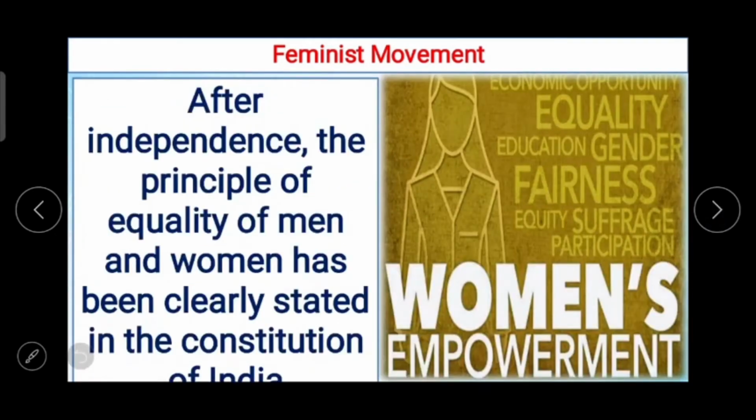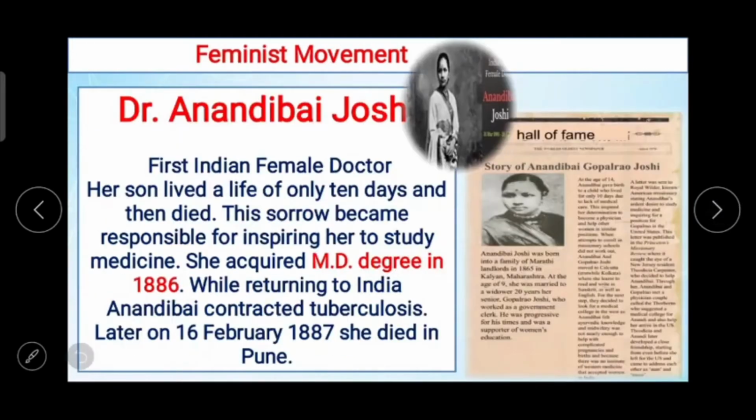After independence, the principle of equality of men and women has been clearly stated in the Constitution of India. Now, like Ramabai Janardhan Save, Dr. Anandibai Joshi, the first Indian female doctor. Her son lived a life of only 10 days and then died. This sorrow became responsible for inspiring her to study medicine.